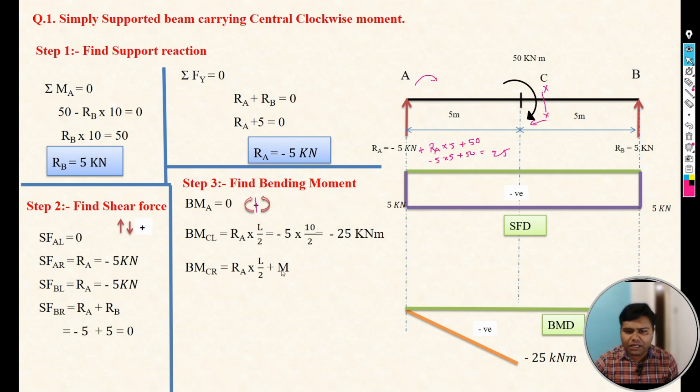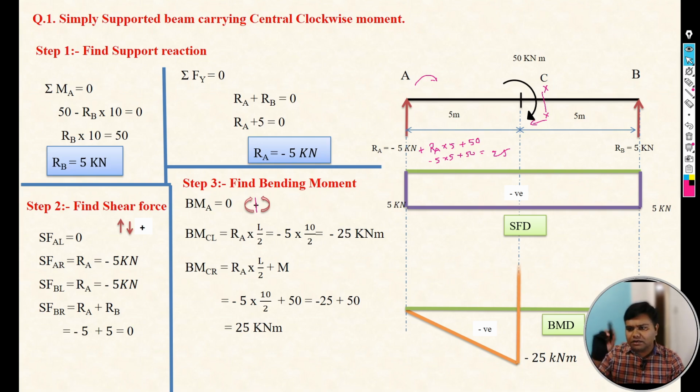See, Ra into L plus M, that is minus 5 into 10 by 2 plus 50, that is minus 25 plus 50, it is 25. So our bending moment diagram suddenly rises at B.